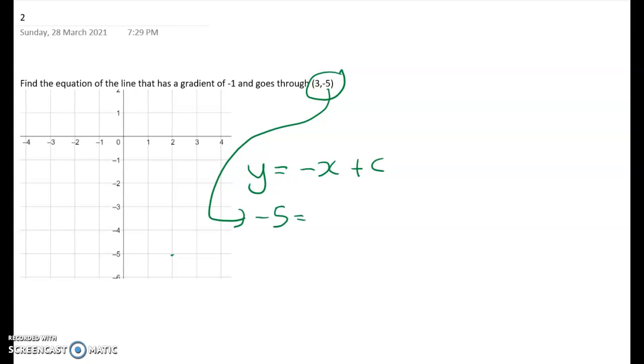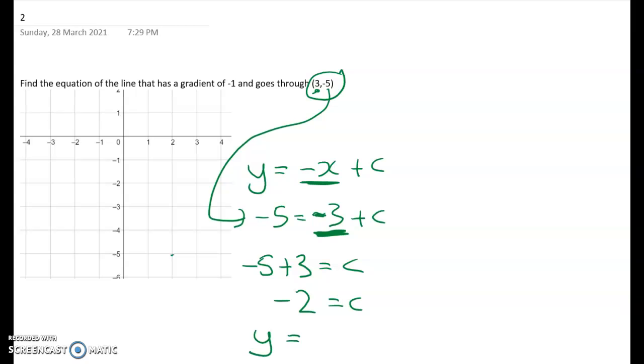Okay, so question 2, the gradient is -1, so my line must be y equals -x plus c. I'm going to substitute in the coordinates of this point. So the -5 is my y number. -5 is equal to the negative of the x number, so -3, plus c. I'm going to add 3 to both sides to undo this -3. So I've got -5 plus 3 is equal to c. So c is equal to -2, and my line is y equals -x minus 2.